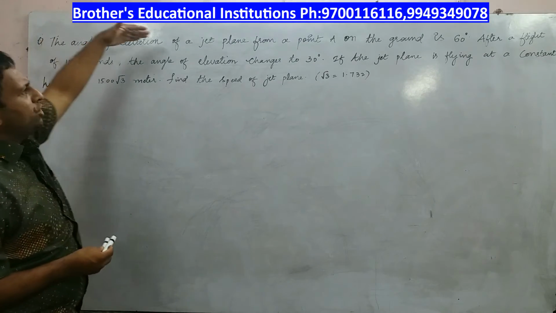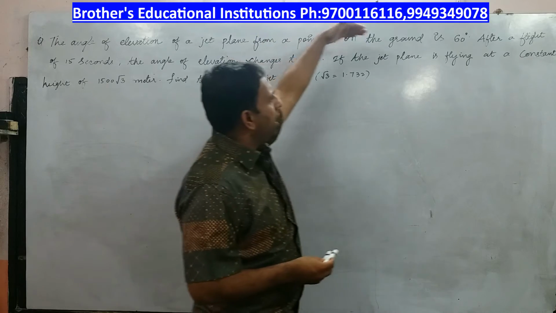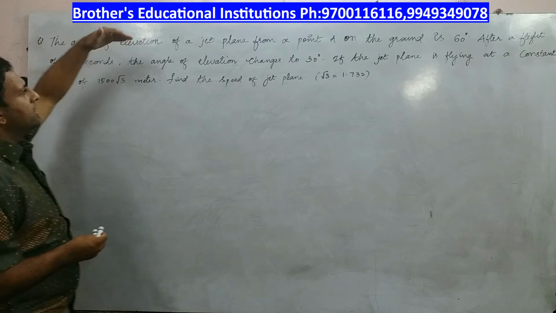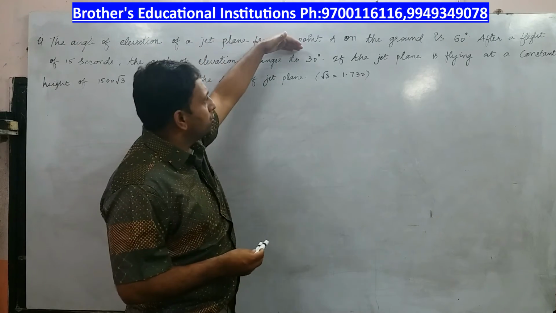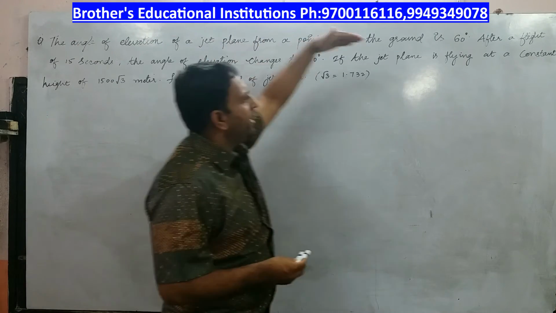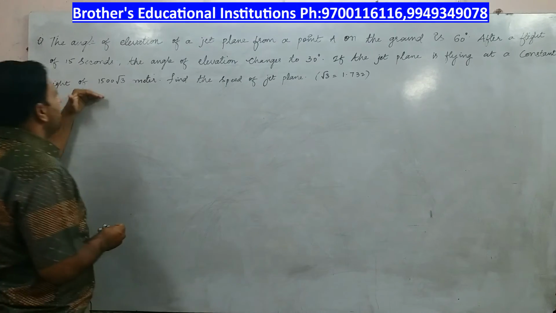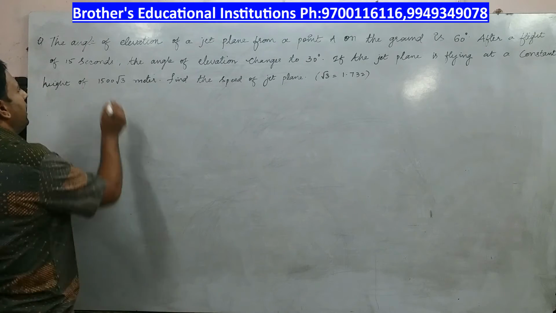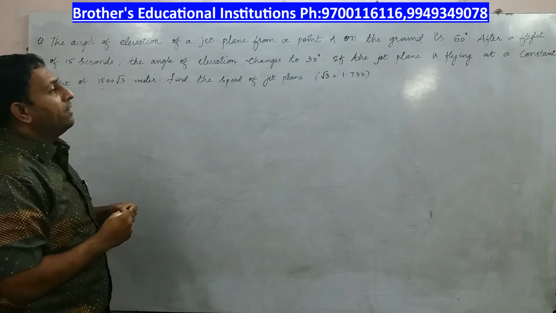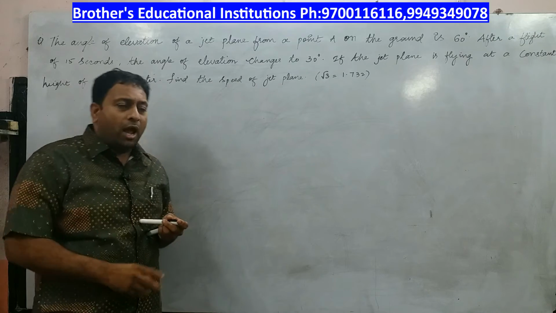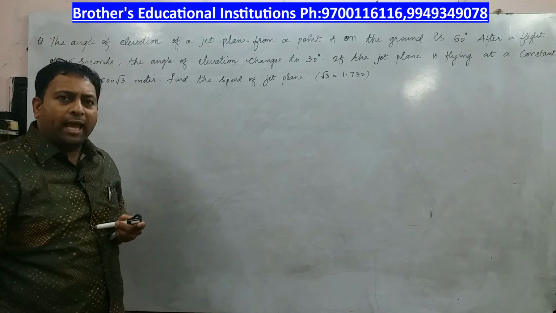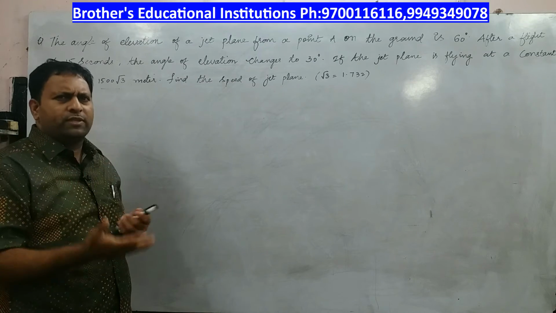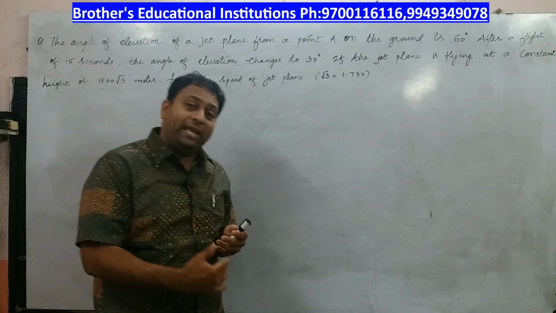The angle of elevation of a jet plane from a point A on the ground is 60 degrees. After a flight of 15 seconds, the angle of elevation changes to 30 degrees. If the jet plane is flying at a constant height of 1500 root 3 meters, find the speed of the jet plane. Sitting on the ground, measuring the angle, you are able to judge accurately the speed of the jet plane. How beautiful this mathematics is, and that's why this is called applications of trigonometry.